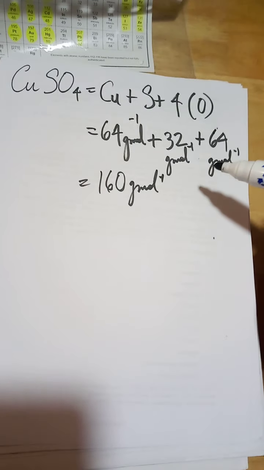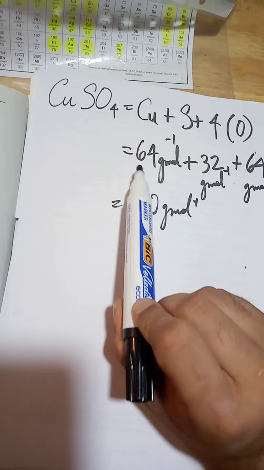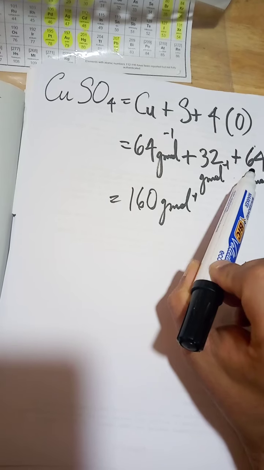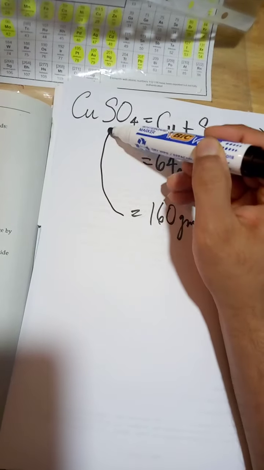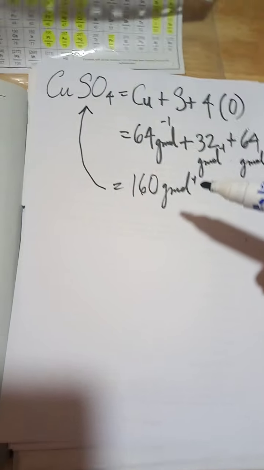Copper sulfate is used in a lot of calculations, especially copper sulfate pentahydrate. So let's double check: 60, 90, 150, 154, 156, 160. Yeah, that's correct. So that's the relative molecular mass.